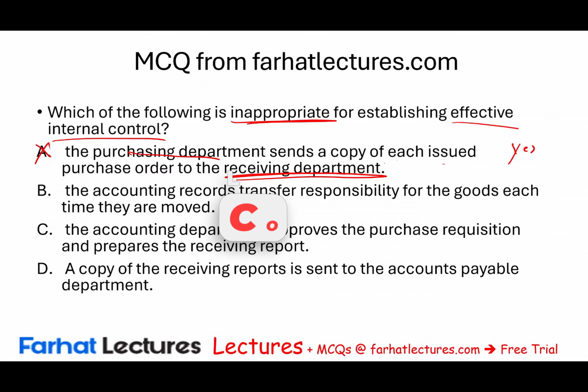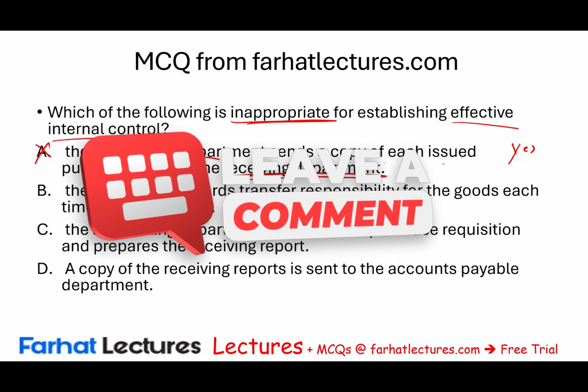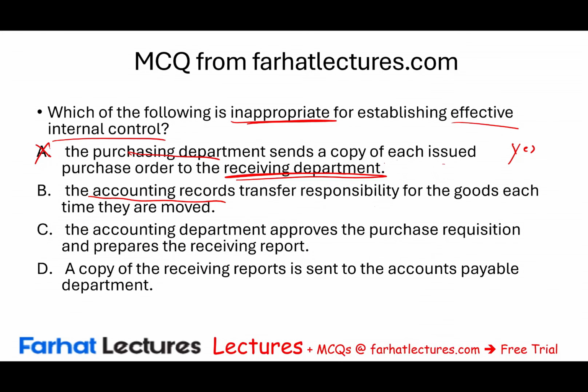The accounting record transfers responsibility for the goods each time they are moved. Yes, you should record the transfer of responsibility of the goods from the receiving department to raw materials, from raw materials to work in process, from work in process to finished goods, from finished goods to inventory, from inventory until it's sold. Yes, the accounting record should do that. That's an appropriate internal control, keeping track of goods.